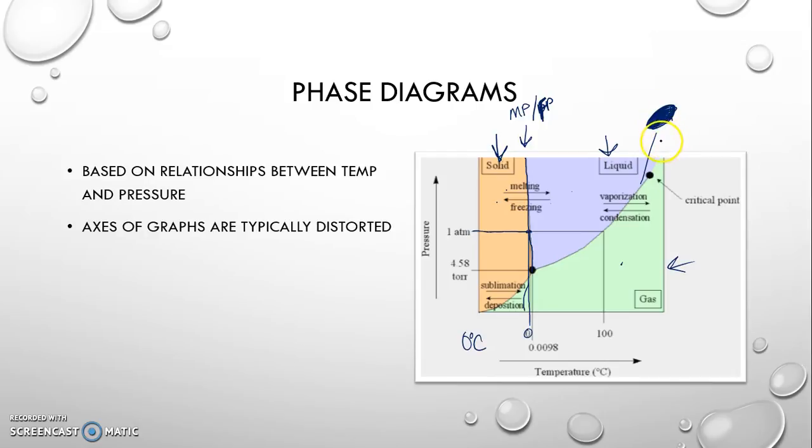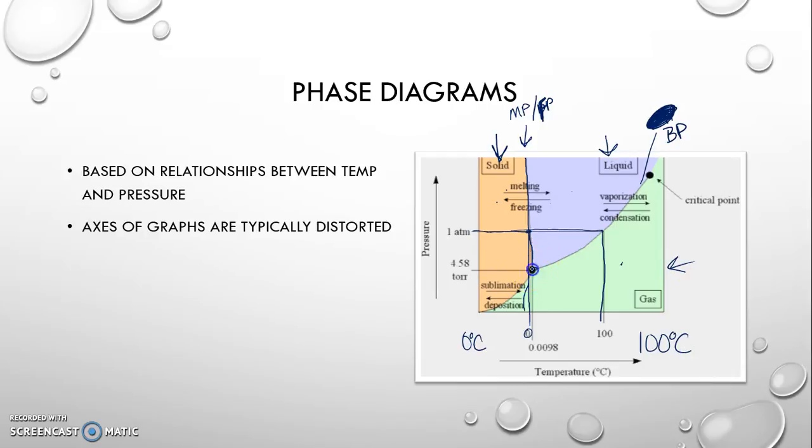Let's try this again. We want it to go from liquid to gas, so this is the boiling point. That's correct this time. If I wanted to know the boiling point of this substance at 1 atmosphere, you would come over until you hit that boiling point line, the line that changes from liquid to gas, and you go down and it boils at 100 degrees Celsius, and that's how you read this.